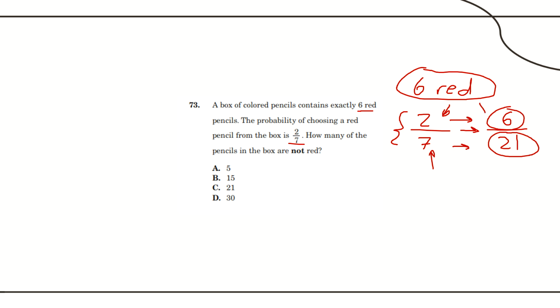How many of the pencils in the box are not red? Well, there's either red pencils or they're not red pencils. So to find the number that are not red, it would be 21 minus 6, which would equal 15, giving us B as the right answer.